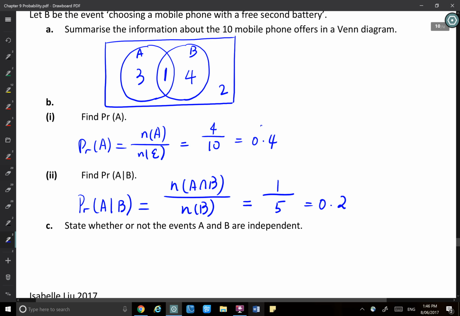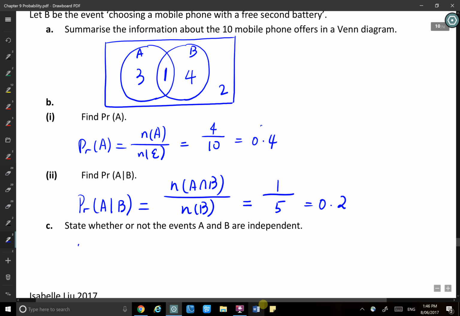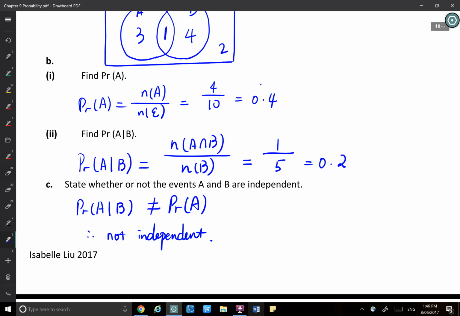State whether or not the events A and B are independent. So what we can see is probability A given B is not equal to probability A. So not independent, because whether B happens or not has an influence on the probability of A. Therefore, it's not independent. That's where we use the first formula.